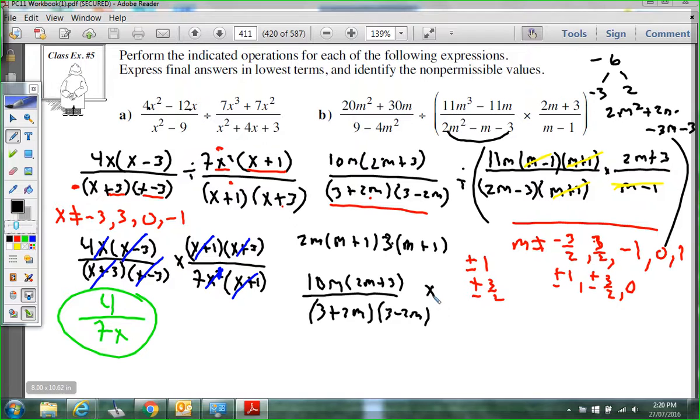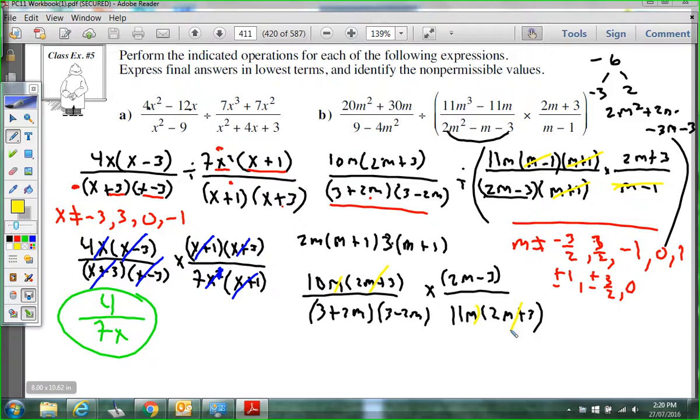So I'm going to flip it and multiply it. I'm going to erase this real quick here. Okay, so that's going to give me 2m minus 3 on top. This guy's on the top. And then 11m and 2m plus 3 on bottom. Okay, so now what can we cancel here? So we can cancel the m, 2m plus 3.